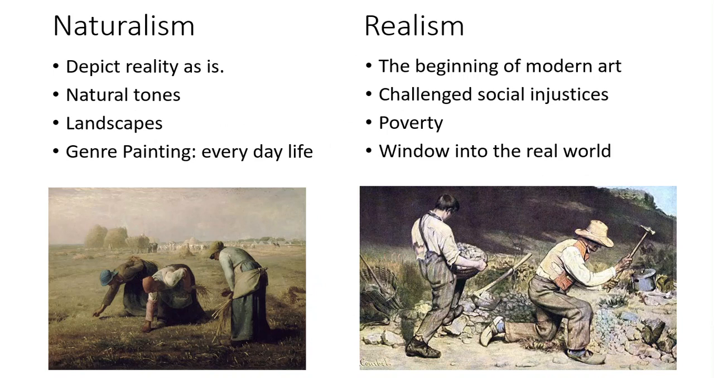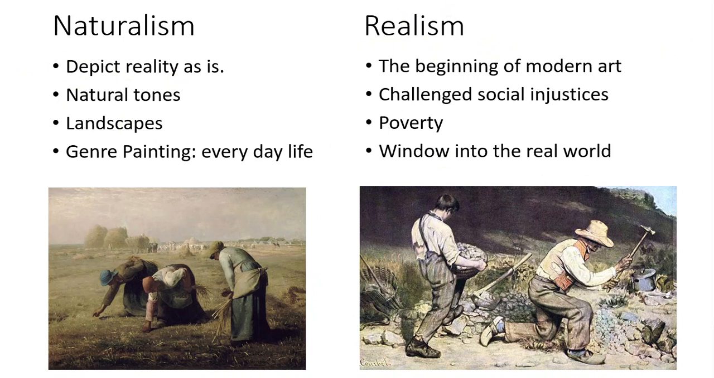So just wanted to take a quicker look at naturalism and realism. And naturalism, you know, it's depicting reality as it is, using natural tones, painting nature for the sake of nature. Landscapes and genre paintings could be considered naturalism. Those were just paintings of everyday life scenes. And then realism was the beginning of modern art.